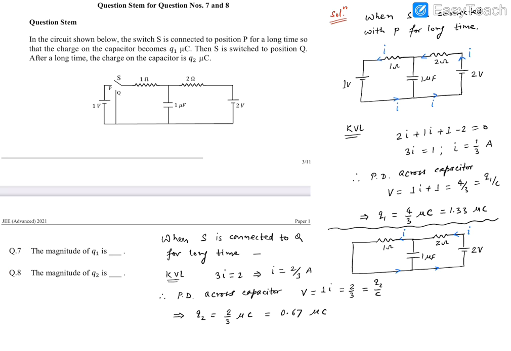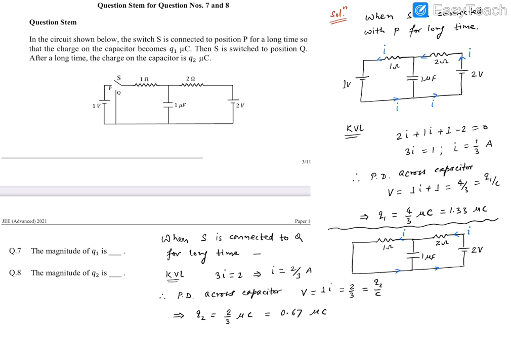Let's read. It says in the circuit shown below, so there is a circuit, we can see the switch S is connected to position P. So this was connected to position P for a long time, so that the charge on the capacitor becomes Q1 microcoulomb in totality. Then the switch S is shifted to the position Q. After again a long time, the charge on the capacitor is found to be Q2 microcoulomb. So we need to find Q1 and Q2.